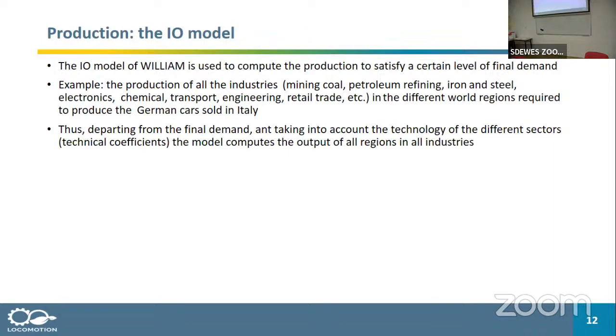So the idea is that, departing from the final demand and taking into account the technology of the different sectors, the model computes the output of all the sectors.